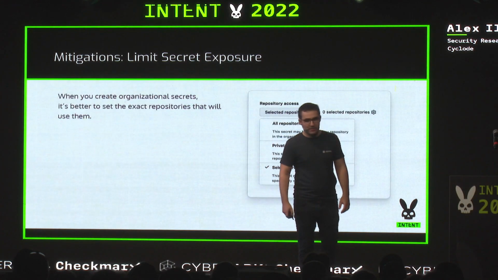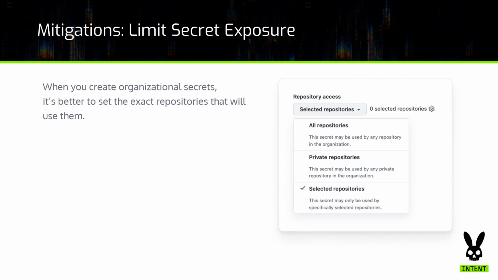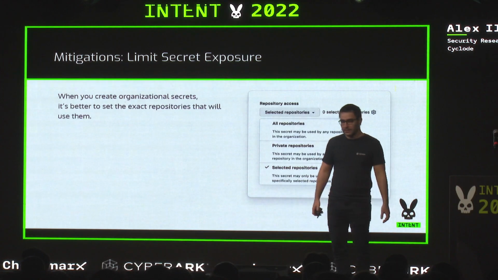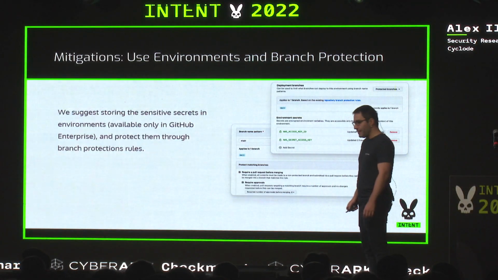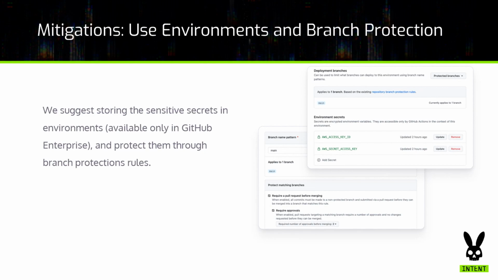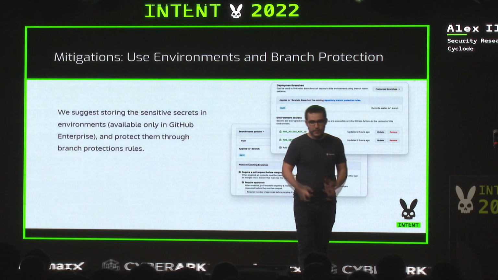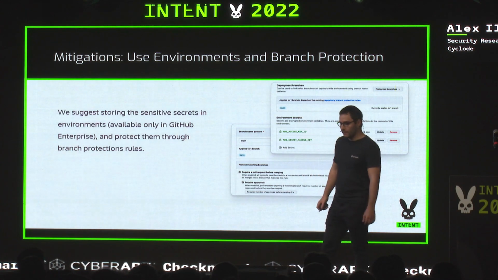Another method is to limit secret exposure. If you define organization secrets in your GitHub organization, you can limit which repositories have access to them. So you could limit the post-exploitation possible by the attacker. And finally, there's an additional feature in GitHub Enterprise, relatively new, called environments and environment secrets. Environments could be staging, production, test, etc. And these environments could contain secrets and be protected by proper branch protection. So it's quite an effective method.